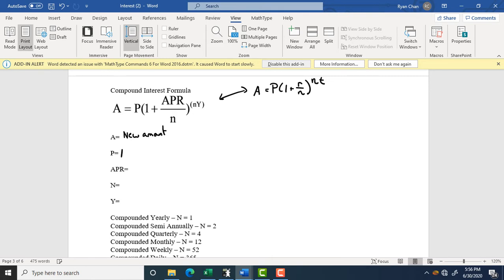P is your principal. APR is your rate. N is your number of compounds. And Y is the number of years. Okay, sometimes they use T. Okay, and sometimes with APR they just use R.